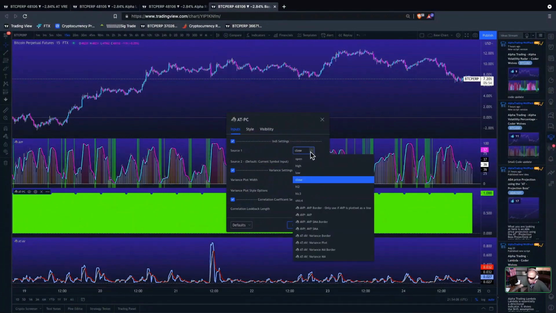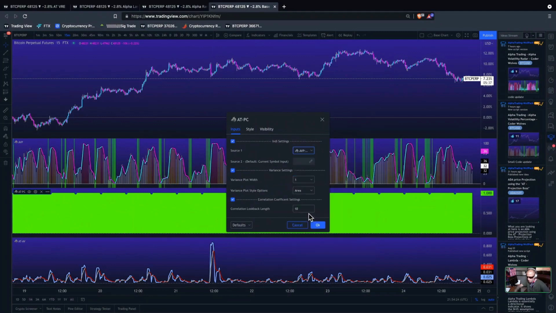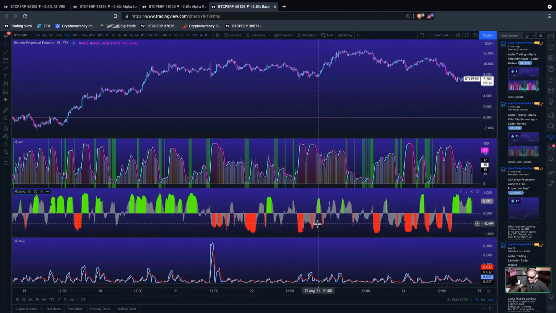And when you open up that source, it's going to bring up every aspect of every indicator that is on your chart already. I want to correlate AVP. I don't want to do the SMA border or the AVP SMA. I want to do just the AVP. Bingo. Always double check what you're doing. Yep, 100%. You want to make sure you're correlating the correct part of the indicator.